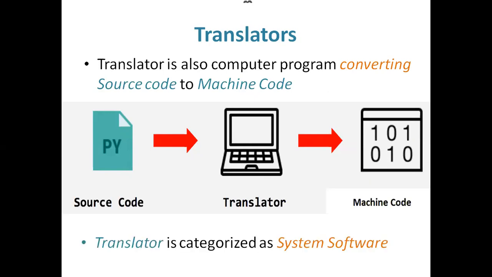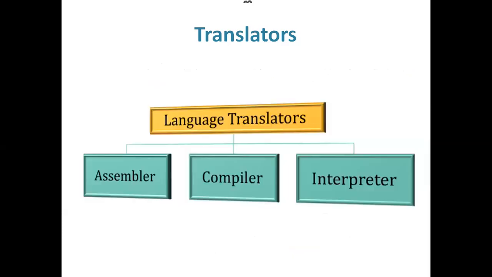Translators are computer programs or software, and they are categorized as system software. Now we will see the different types of language translators. First is the assembler, then the compiler, and the interpreter. So let's start with the assembler.